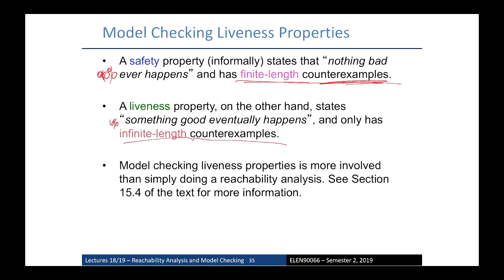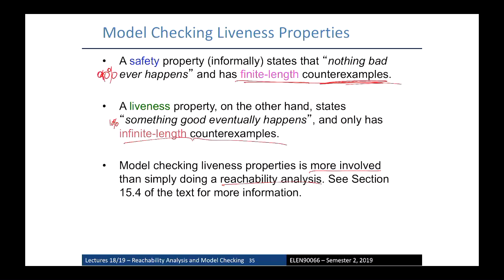And that's why model checking liveliness properties is much more involved than doing reachability analysis, like we've seen with depth first and breadth first for safety considerations or safety properties. It's okay, we can do liveliness properties, but it might involve flipping some operators around, as we'll see.